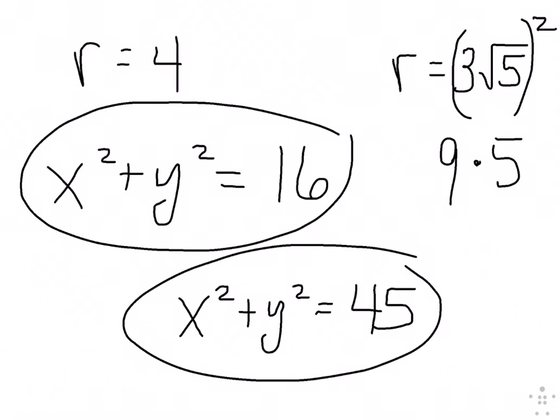Again, when you're squaring a root like that, you square the outside number, and then you square the inside number, simplify it, and then multiply the two pieces together. Okay, does that make sense? Yes, no, maybe? Okay, that's the second part.